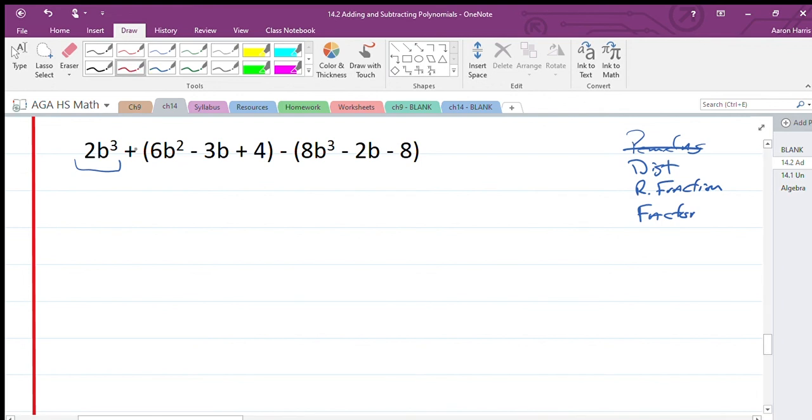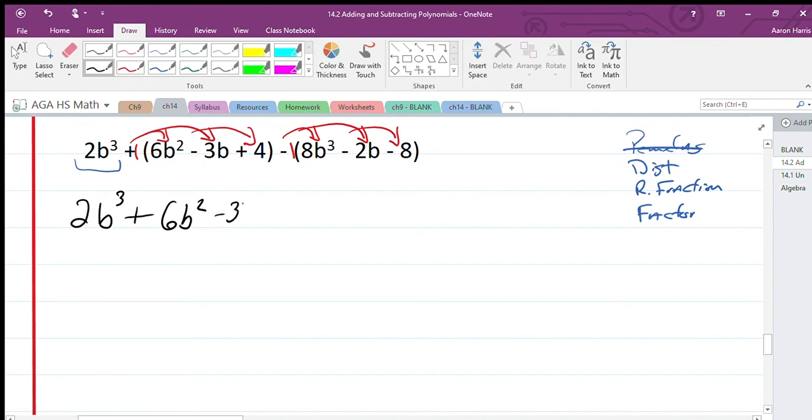Yes. There is a positive 1 here, so I can distribute this. And we know now that just having a positive 1 there is really just dropping the parentheses, okay? But here I have a negative 1. And when I distribute that, what's going to happen? It's going to change all of those signs. So here we go. I have 2b cubed. Nothing happened to it. It's already on the outside. A positive 1 times that 6b squared is just 6b squared. A positive 1 times that negative 3b is still just a negative 3b. A positive 1 times a positive 4 is just 4.